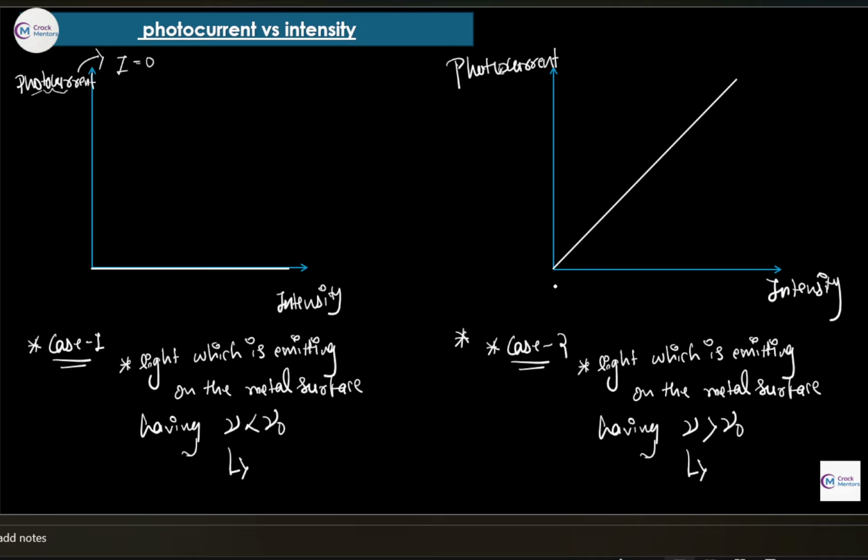This is the graph I want to talk about. Here I can write that I equals KL, where L is the intensity. This is the graph that we are going to notice. I am hoping that you are getting the point.